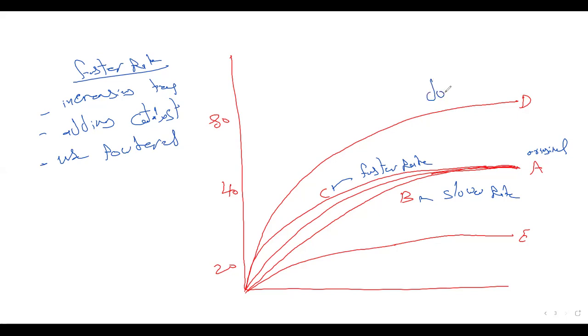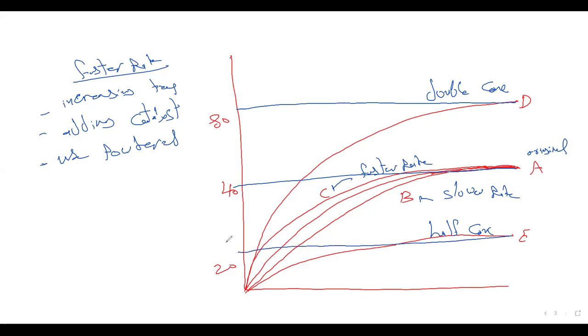In D, double concentration is used. In E, half concentration is used. So double concentration produces double the amount of the original. Half concentration produces half the amount of the original. So if we have faster or slower rate, it's the same ending. But in case of double amount, this means double concentration, or half amount means half concentration.